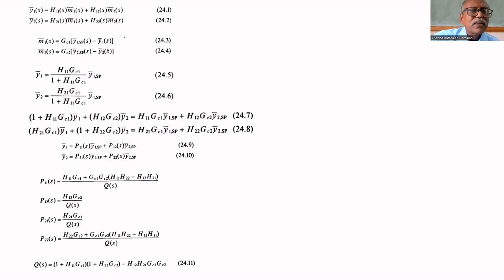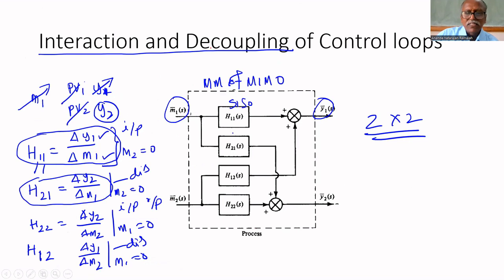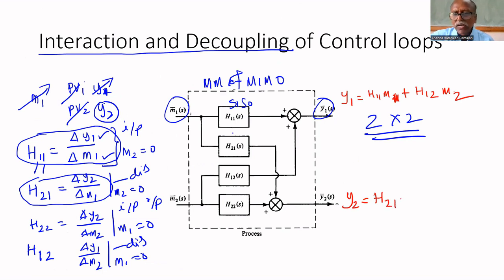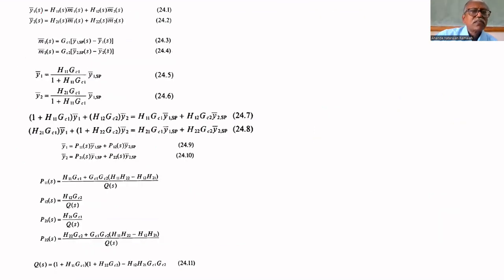If you consider the open loop model, we can write this equation. What is y1? y1 equals h11 m1 plus h12 m2. Similarly, y2 can be written as h21 m1 plus h22 m2. This is the equation for y1 and y2, mentioned as the first equation.